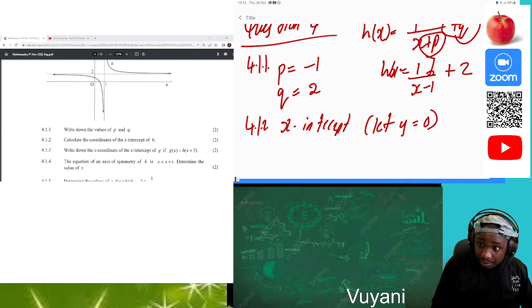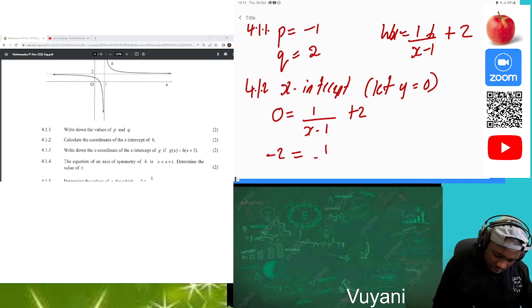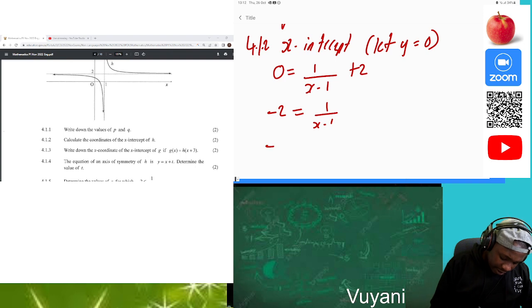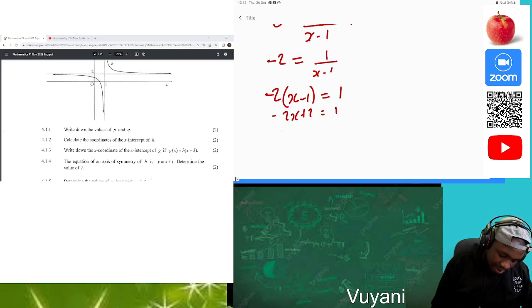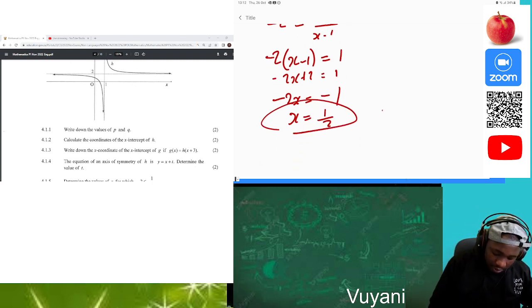If we let y be equal to 0, then 0 is equal to 1 over x minus 1 plus 2. Transpose that: -2 is equal to 1 over x minus 1. Then we have -2 times (x minus 1) equal to 1. -2x plus 2 is equal to 1. Then -2x is equal to -1. Then x is equal to 1 over 2. We write this as a coordinate, so that will be (1 over 2, 0).